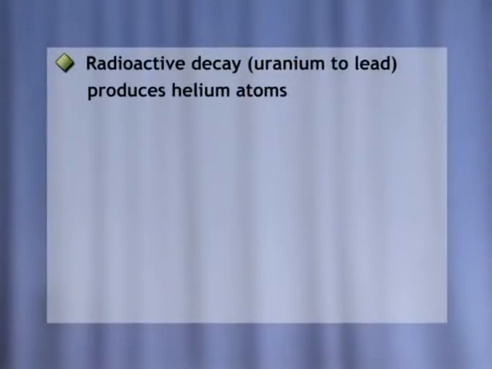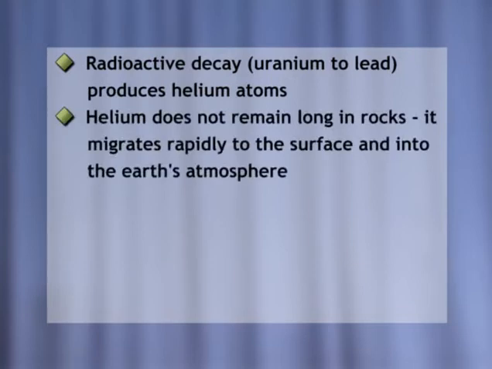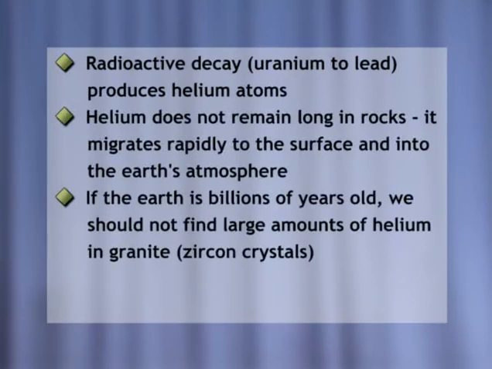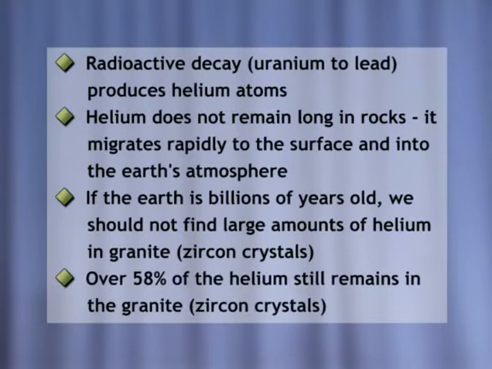Helium in granite. Remember, helium is our Teflon of atoms. Through this radioactive decay process, uranium to lead, it produces helium atoms along the way. Now, helium does not remain long in rocks because it just migrates on up into the atmosphere. If the Earth is billions of years old, we should not find large amounts of helium in this granite, specifically the zircon crystals. It should have all migrated out a long time ago. The problem for the evolutionist is that over 58% of this helium still remains in the granite, the zircon crystals. It should not be there.